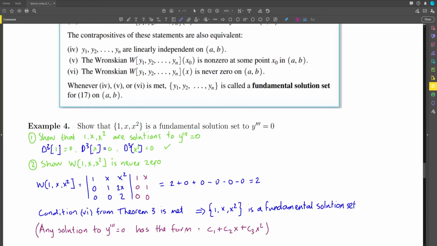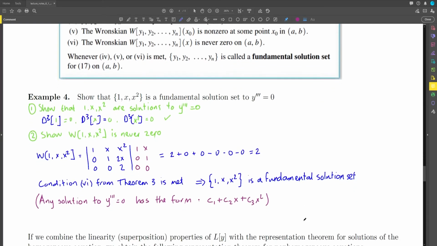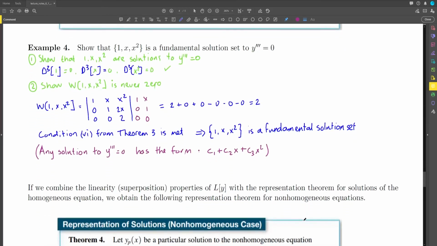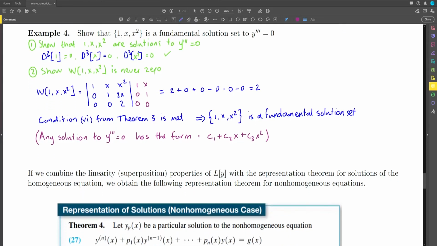So now we're ready to move on to the non-homogeneous case. If we combine the linearity or superposition properties of the linear differential operator L with the representation theorem for solutions of the homogeneous equation in theorem 3, we obtain the following representation theorem for non-homogeneous equations.